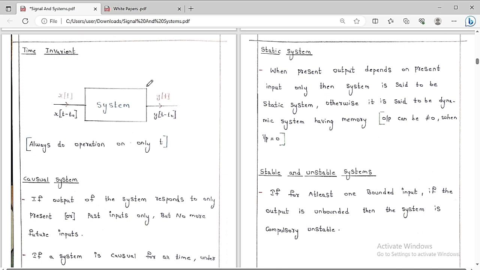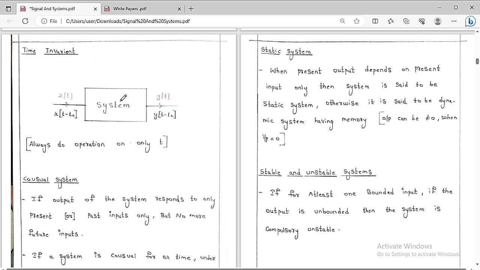So for the same input we are going to get the same output. If the input is delayed, the output is also delayed by the same amount, then we can say the system is said to be a time invariant system. Means what is the meaning of this? The system is going to produce the same output for the same input. So if you give the same input, irrespective of the time, you are going to get the same output. That is what we say is a time invariant system.